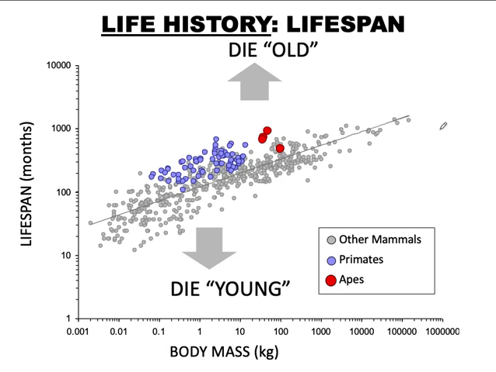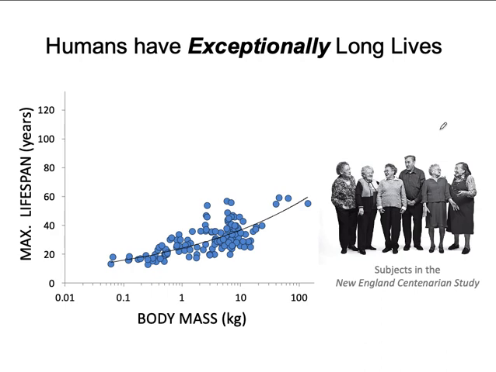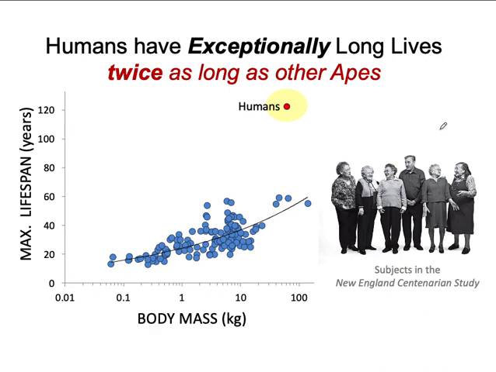And so humans are a bit of an outlier among the apes. And that's because humans have exceptionally long lives. And so here is a comparison of maximum lifespan in years against body mass or body size. And humans fall about here. And so humans live a really long time, about twice as long as other apes.